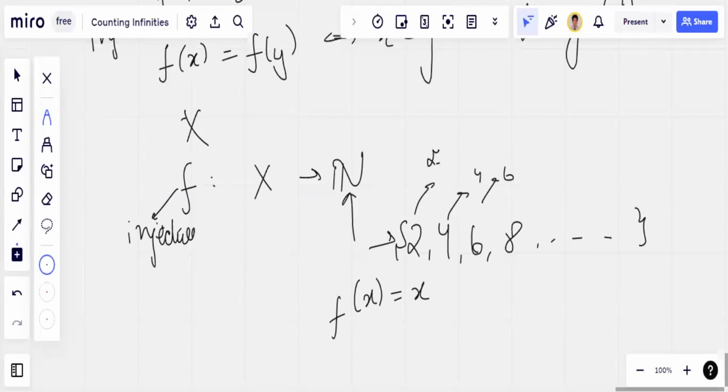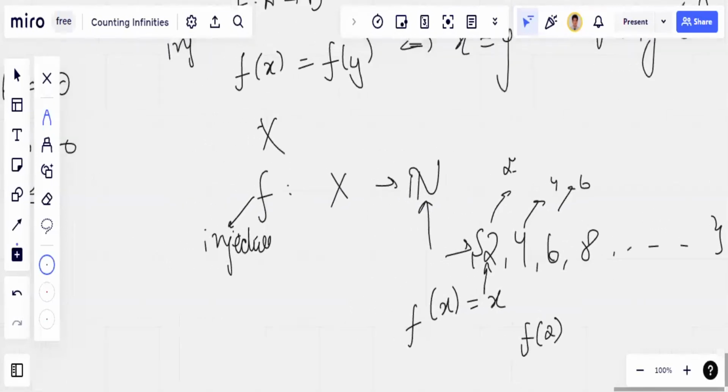Now the point of countable sets is that you can count the elements. You can say that the element 2 comes first. What does comes first mean? f of 2 is the least number, and then 4 comes second in the list, 6 comes third in the list. So you can write down all the numbers in an order. That is what countability is. And the sets which are not countable are uncountable.